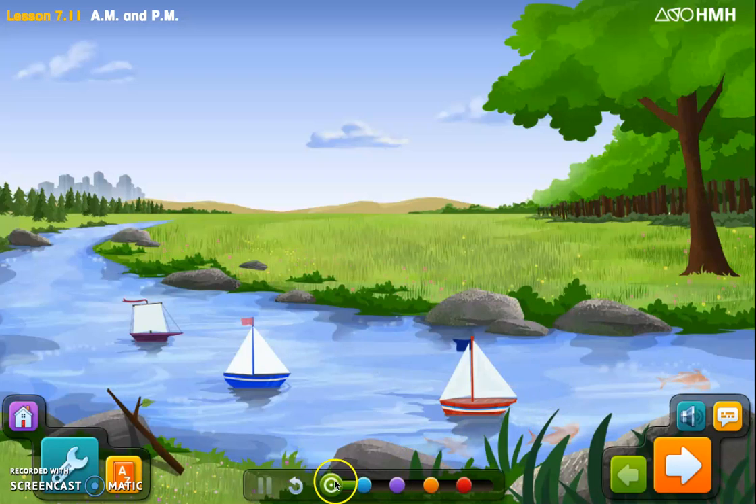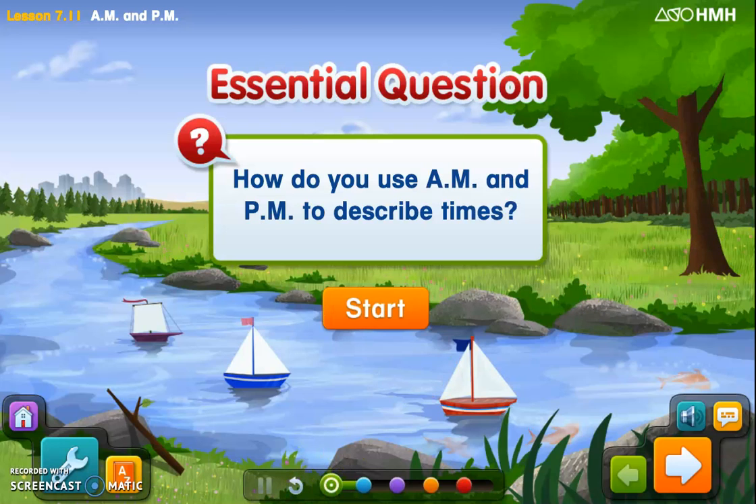Today we are going to be doing lesson 7.11, which is titled AM and PM. And the essential question that we're going to be asking ourselves and answering by the end of this lesson is, how do you use AM and PM to describe times?